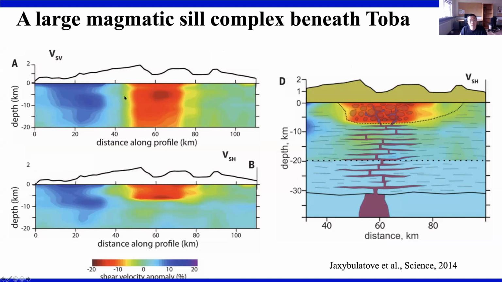The VSV is shown in the upper panel, VSH is the lower panel. You see, at depths of about 8 kilometers, the VSH is much higher compared to VSV. So they interpret it as a sill, a horizontal laminate kind of structure. But an interesting question that we want to further ask is whether it really extends all the way to the bottom of the crust or not, right?